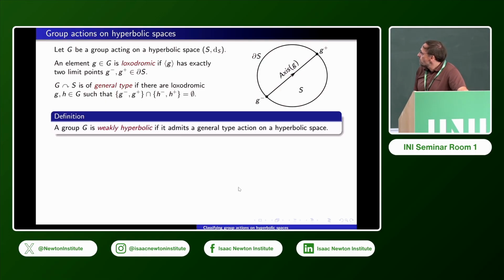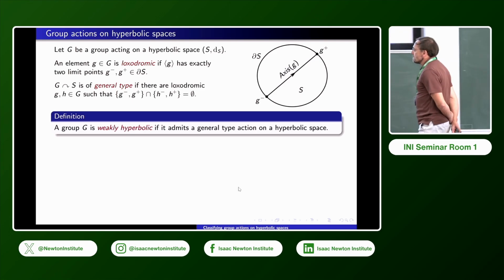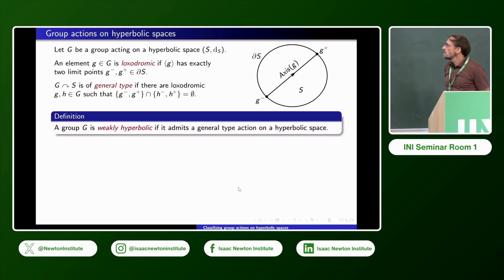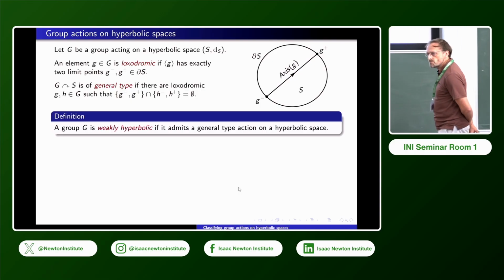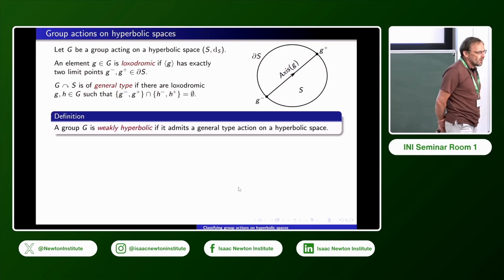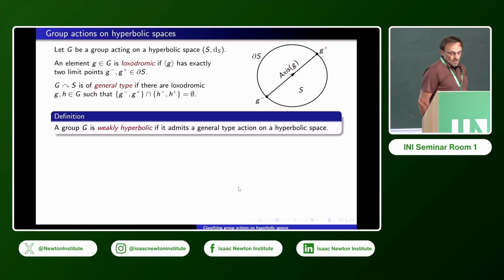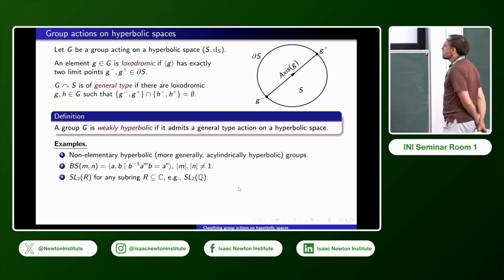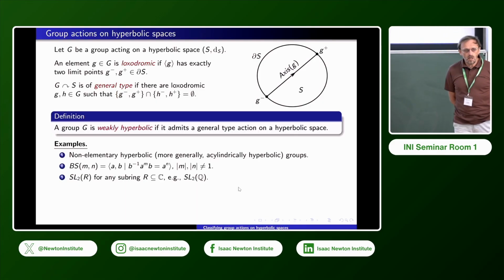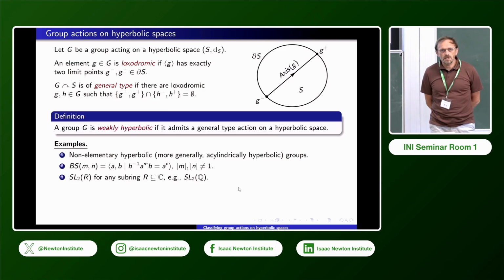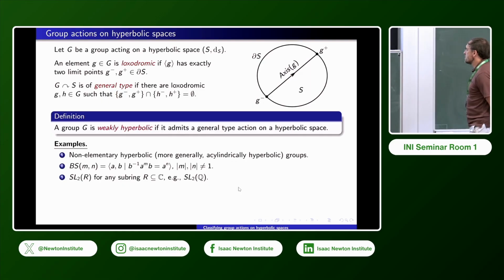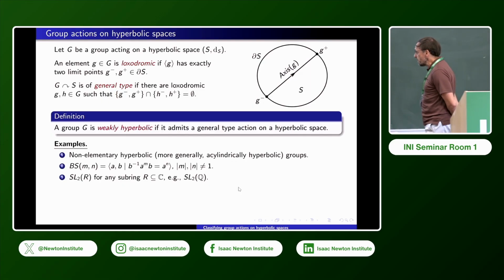And well, for the action to be useful, I'll call a group weakly hyperbolic if it admits a general type action on a hyperbolic space. There are no assumptions about properness of the space, properness of the action, co-boundedness of the action, just any general type action on a hyperbolic space. And here are some examples of groups which are weakly hyperbolic. So of course every non-elementary, meaning non-virtually cyclic, hyperbolic group, or more generally every acylindrically hyperbolic group is weakly hyperbolic.